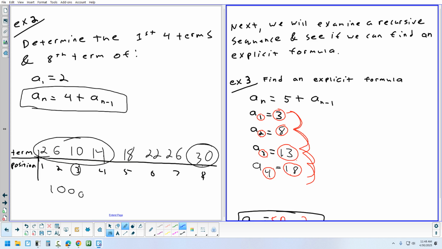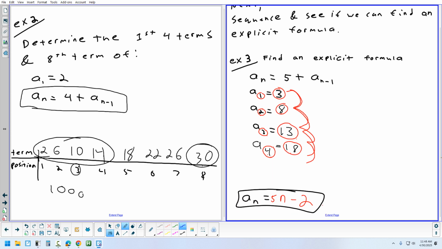Let's go back to this one. So we were able to figure out a formula. We were adding the same thing over and over. But whoever figured it out, they just kind of looked at it. They said, it looks like times 5 minus 2. Right? They didn't really use any math to do it.